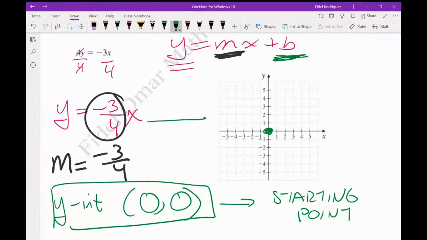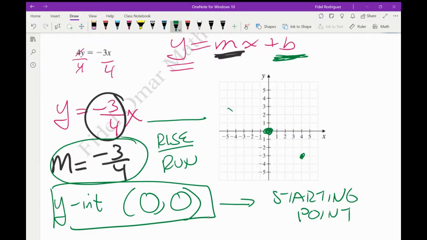Okay. And then if we look at our slope, it's negative 3/4. Remember, the top number is the rise, and the bottom number is the run. Since the top number in this case happens to be a negative 3, we're going to go down 3. So we're going to go down 1, 2, 3. And then we're going to move over to the right, 1, 2, 3, 4. And here's my line.